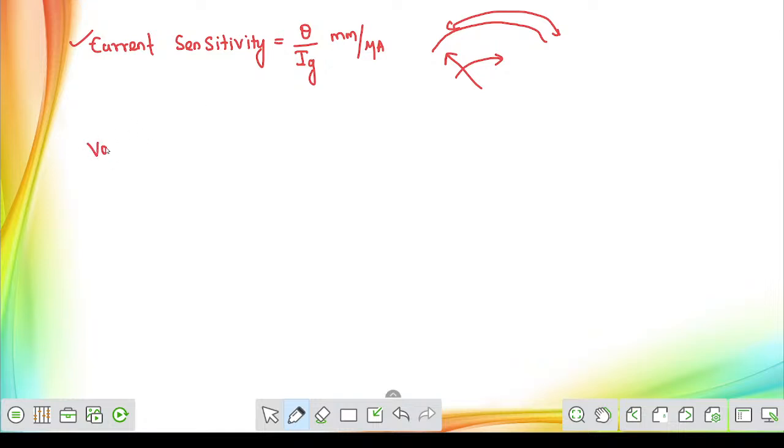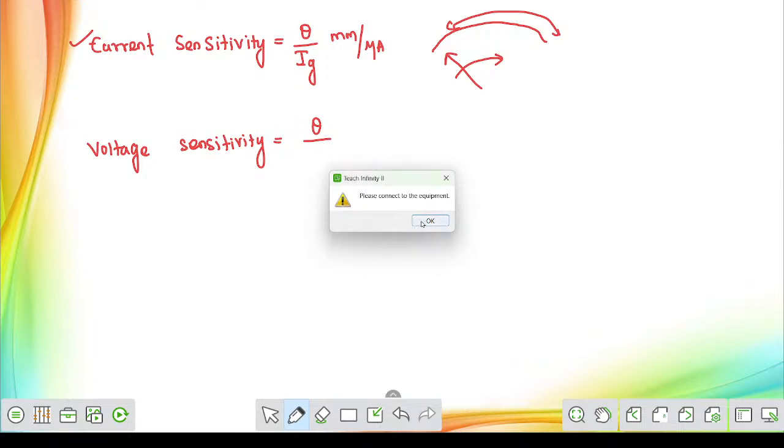The next one is voltage sensitivity. Now you can easily guess this, and we can easily identify how to define it. Voltage sensitivity is nothing but change in deflection with respect to the voltage. As usual, this is going to be millimeter per volt. So that is voltage sensitivity.